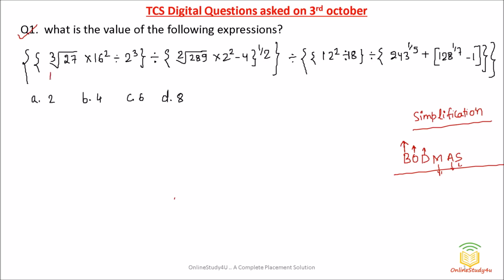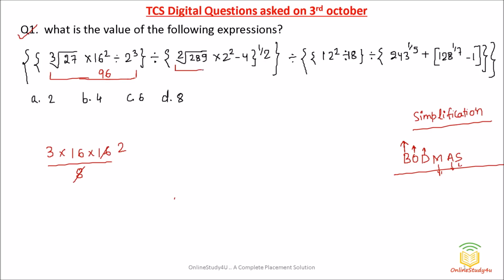Okay, so let us start with part 1. First we will try to solve this particular bracket. So cube root of 27. Now friends, you know very well cube root of 27 will be 3, into 16 square. I am writing 16 into 16 because the motto of doing simplification in the examination is to make the simplification very simple, not complicated. Divided by 2 cube. 2 cube is nothing but 8. 8 will divide this 16 into 16 by 2 times. 16 twos are 32. 32 into 3 will be 96. This particular bracket will give you 96. Keep the value with you.